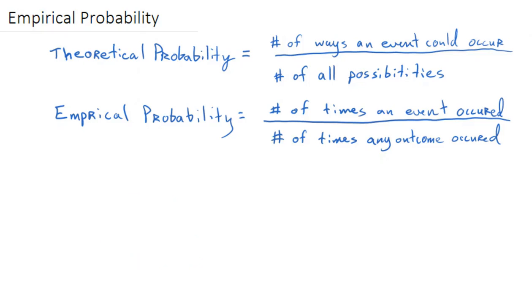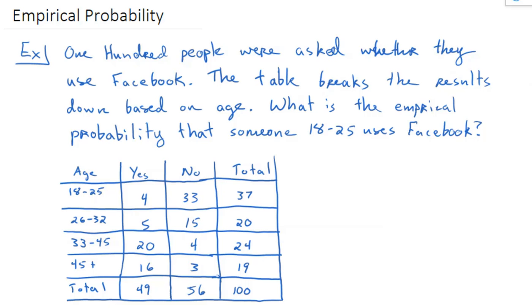Alright, we're not going to spend a lot of time emphasizing the difference between theoretical probability and empirical probability because the way you compute it is similar. It's just one is based on possibilities and one is based on actual outcomes in real life. But we're going to do an example here that kind of demonstrates what it might look like when you're doing an empirical probability problem.